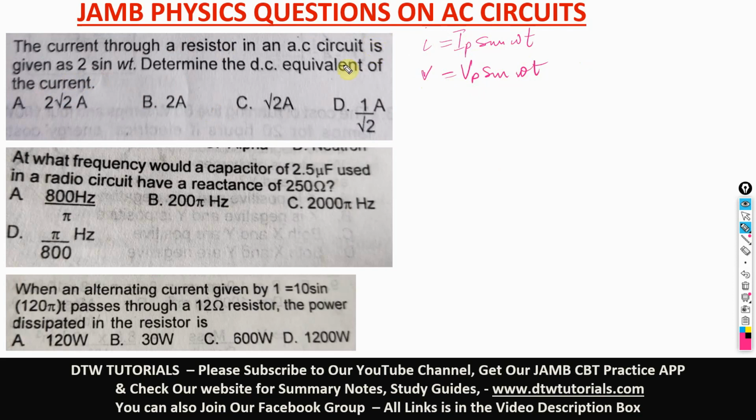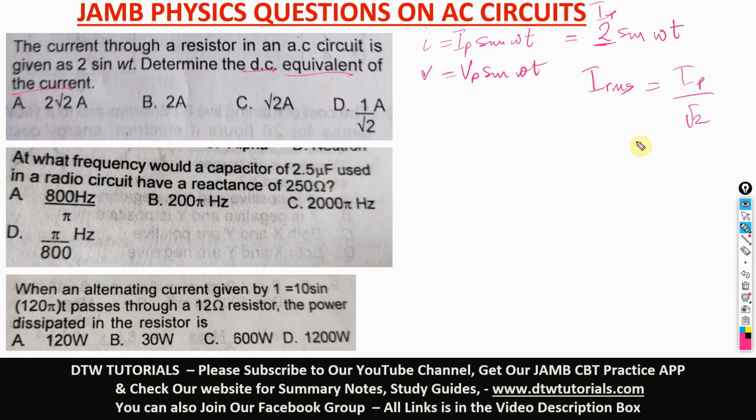We're looking at currents. It says the current through a resistor in an AC circuit is given as this, so we're looking at current. This will be 2 sine wt. So this 2 here is what? IP. It says determine the DC equivalent of the current. The DC equivalent of the current is IRMS, the root mean square current. And remember that the root mean square current is IP over the square root of 2.